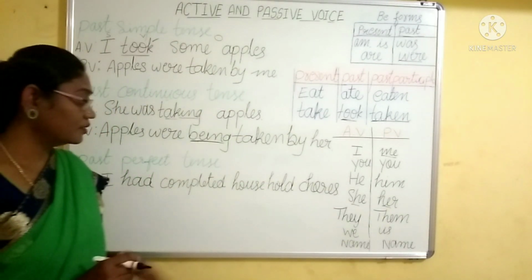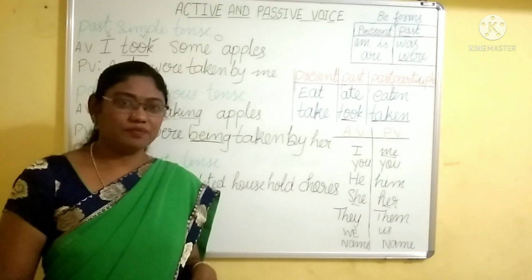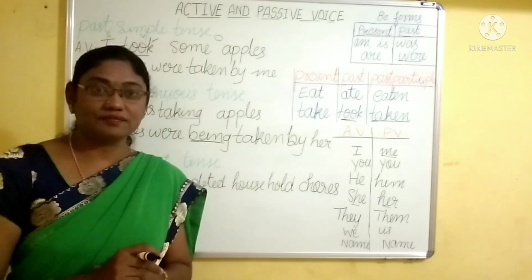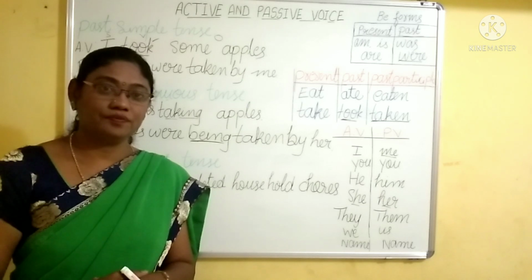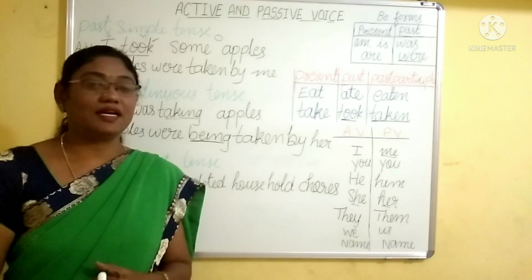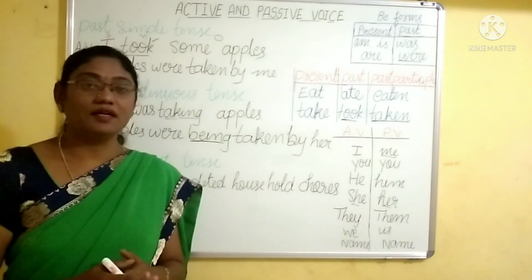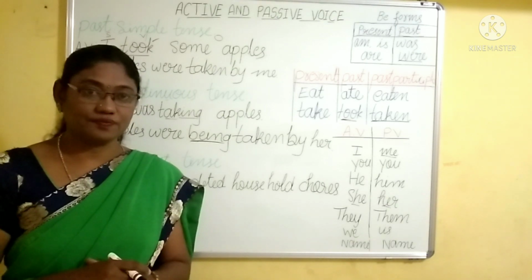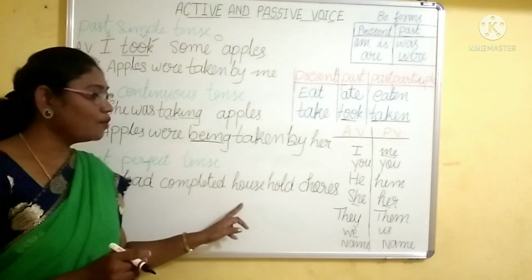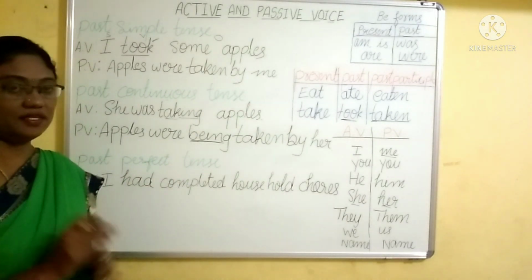What does it mean? Household chores means some jobs, some work around the house, like doing laundry, sweeping the room, cleaning the room, and dusting. All these works are called household chores. I had completed household chores. This sentence is in past perfect tense.